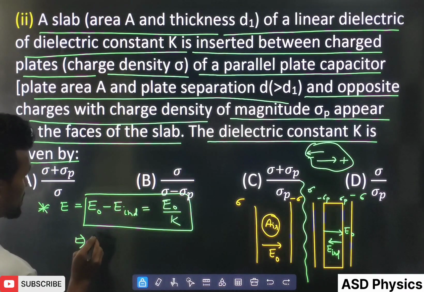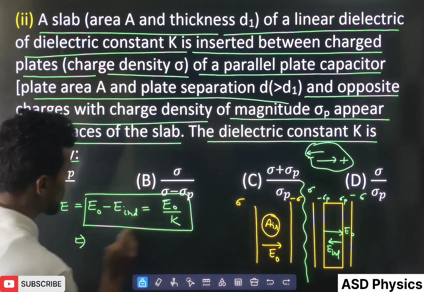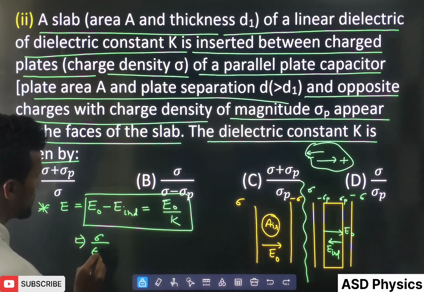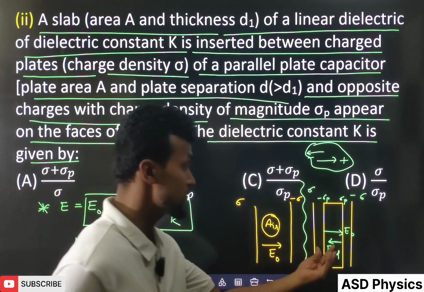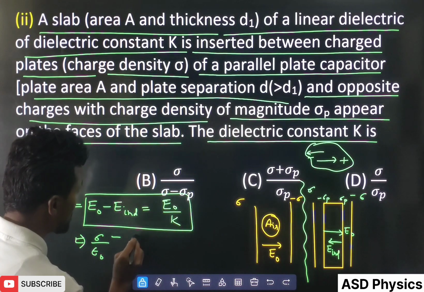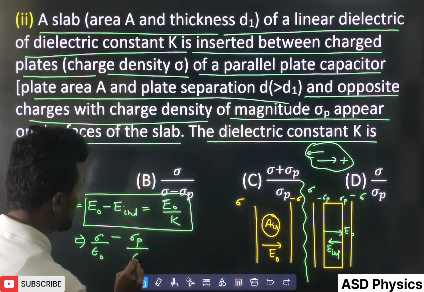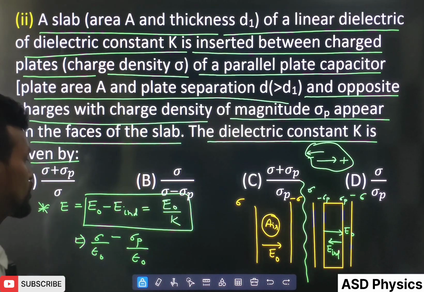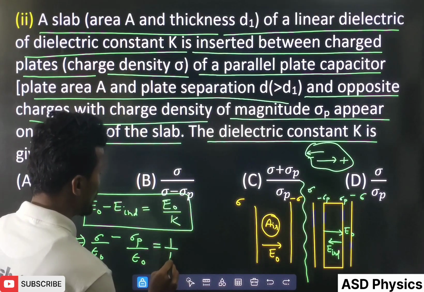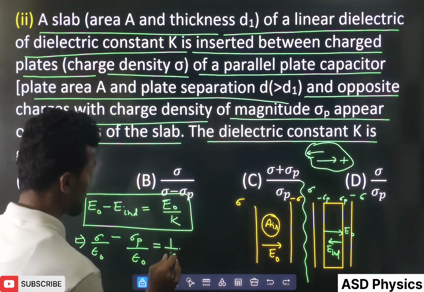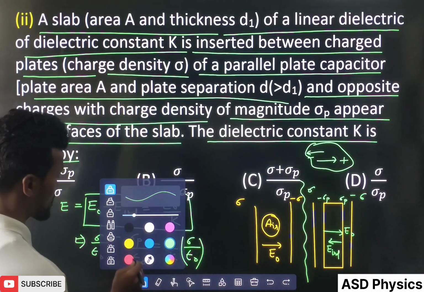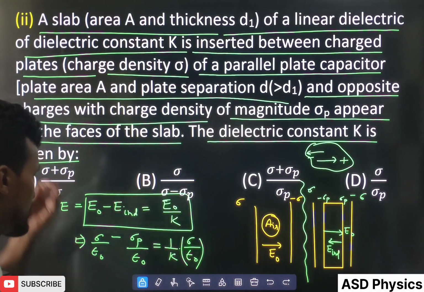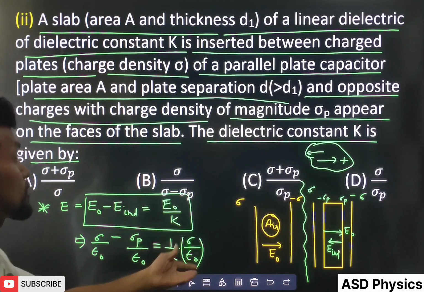You know very well this E naught is given by sigma by epsilon naught, minus E induced. How much is E induced, students? This induced field is coming because of sigma P, so sigma P by epsilon naught, equal to 1 by K times E naught, and the E naught value is sigma by epsilon naught. So you can see sigma by epsilon naught everywhere. Now epsilon naught will cancel out.